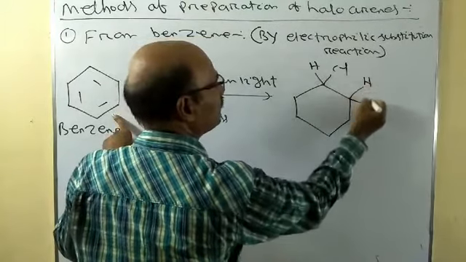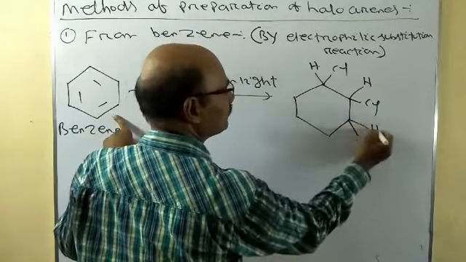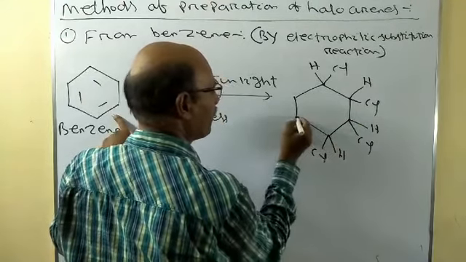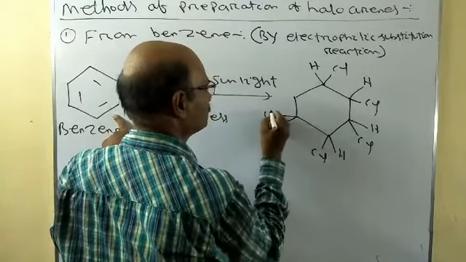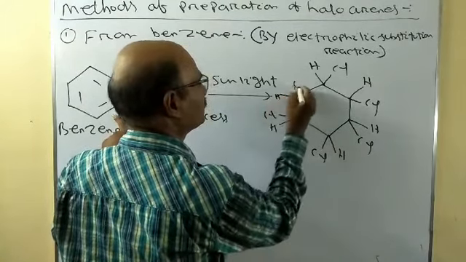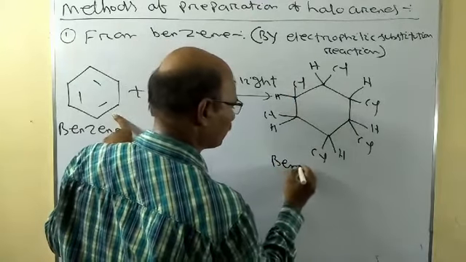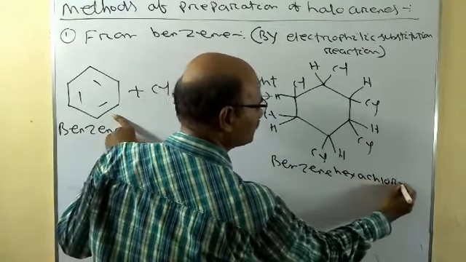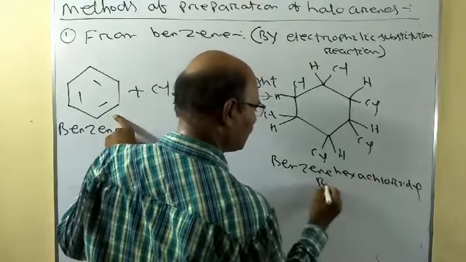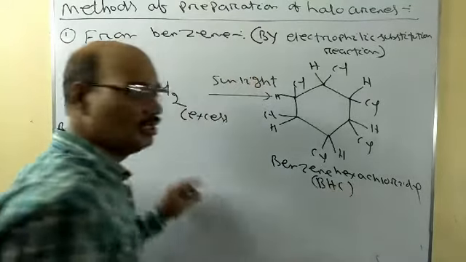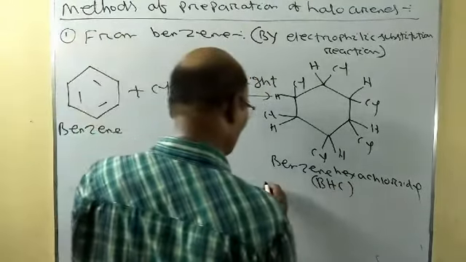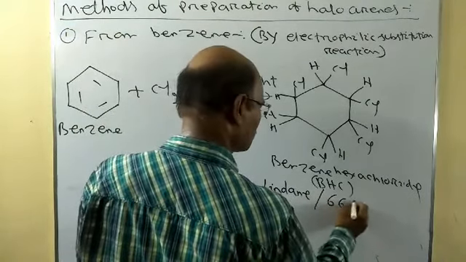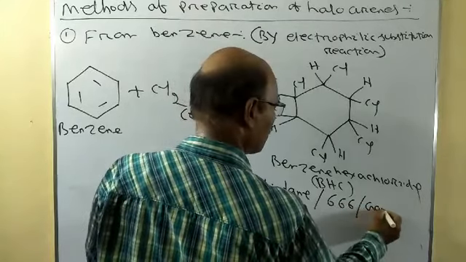HCl, HCl, HCl, HCl. This is called what? Benzene hexachloride, or BHC. Commercially it is also called Gammexane. It is also called Lindane or 666 or Gammexane.